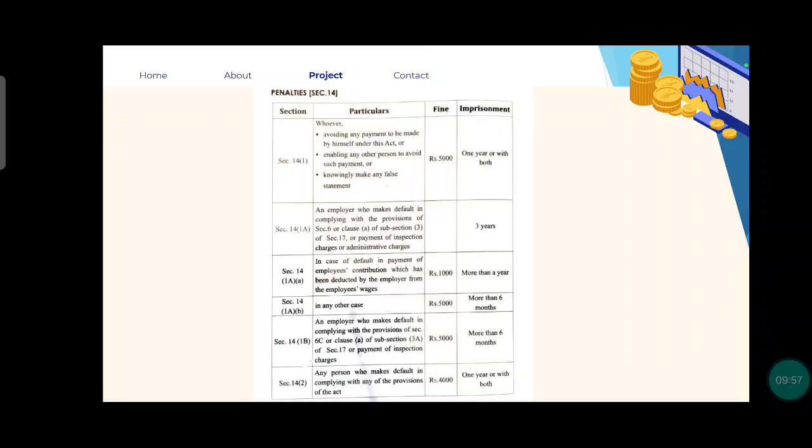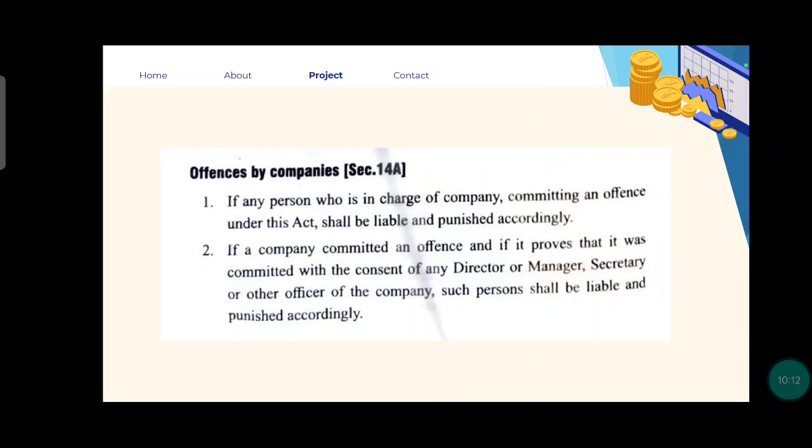Next, these are the sections 14 and 14A. These are the penalty sections for fraudulent activities against the company or employer. Offence by company is section 14A. If any person in charge of a company commits an offence under this Act, they shall be liable and punishable. If a company commits an offence and it is proved that it was committed with the consent of any director or manager, that person shall be liable.